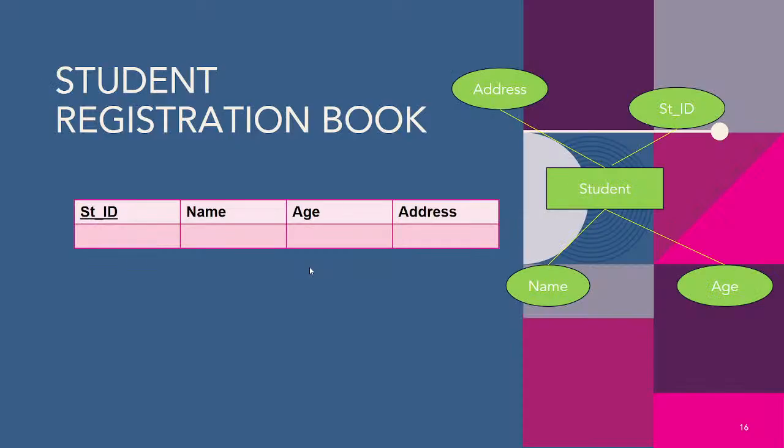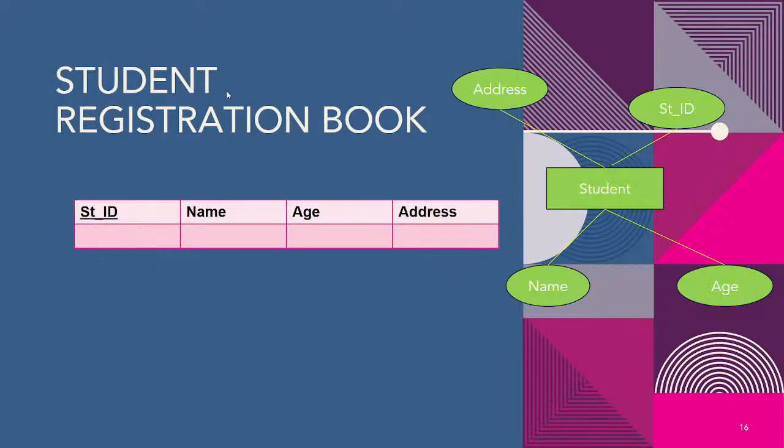Now today we are going to discuss how you can convert an ER diagram to a relational DBMS, or how to convert an entity to a table. As I told you, in an ordinary manual system they used books, and in the books they used tables.